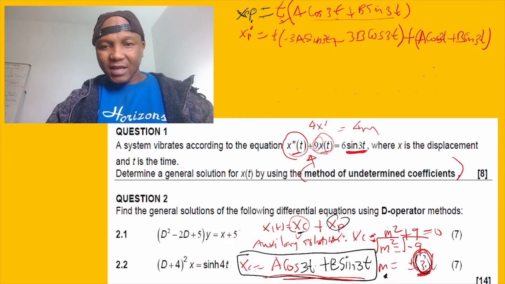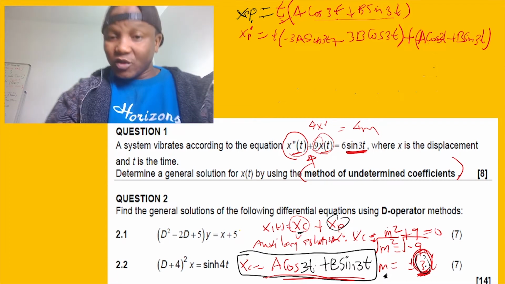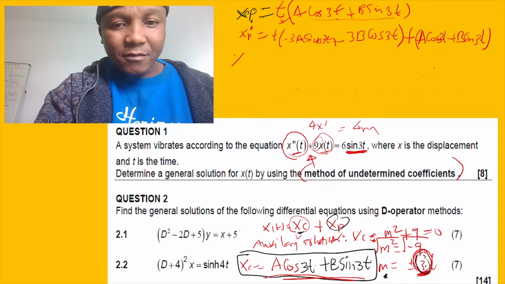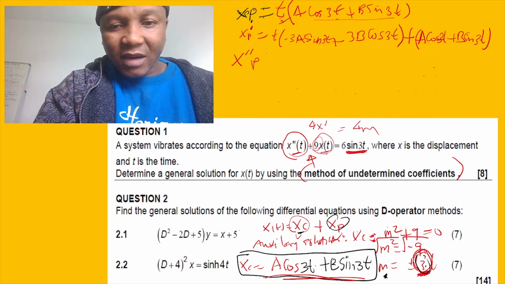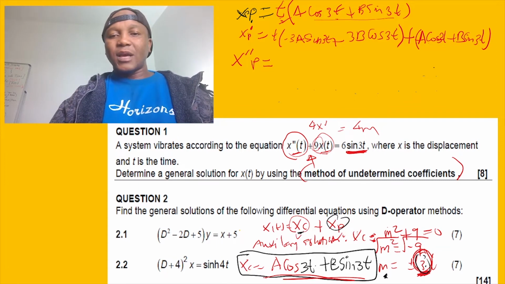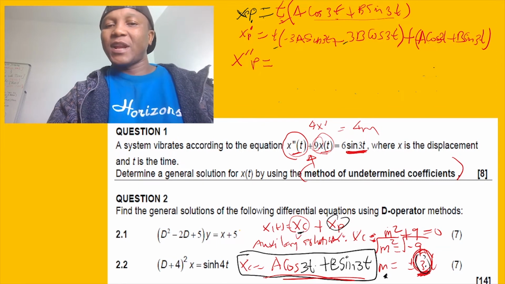Okay, sine 3t. And the next thing here, we have to find the second derivative as well. The second derivative is going to be a little bit long, right? So we're going to say x, the second derivative of a particular solution. Okay, so let's start with this group here, and then we're going to go for the next one.